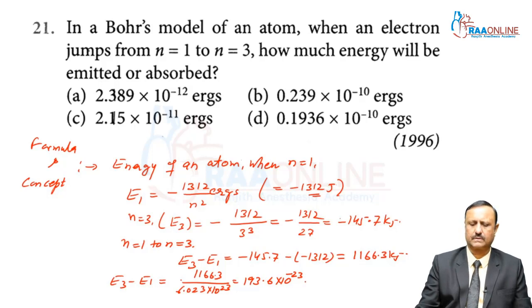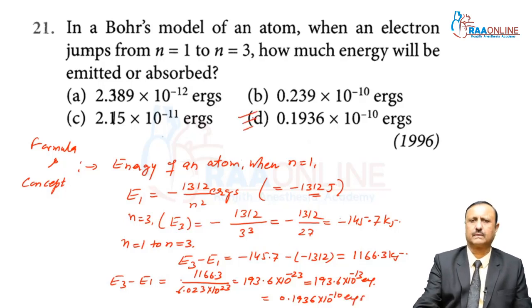Now, my dear students, it is called in joule, it is called 193.6 into 10 to the minus 13 erg, or you can say that 0.1936 into 10 to the power minus 10 ergs. So your answer is question number 21, D. You can get the answer D. First of all, you can take the formula, convert into joule, and erg and joule are both the same, and you can get the answer in erg.